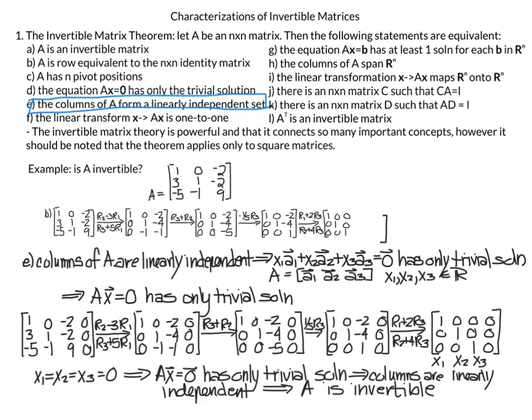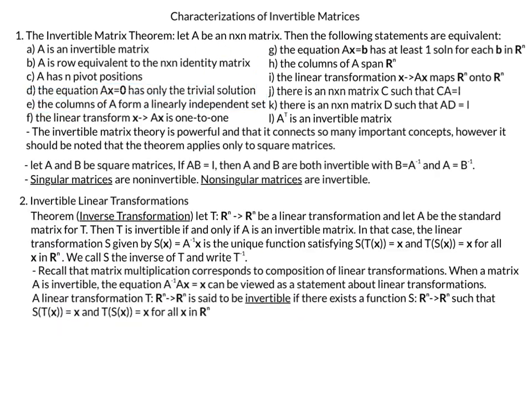So actually, I had gone for this one, but I could have also stopped right here, saying that the columns are linearly independent. That would have given me that A was invertible, but I went ahead and said that AX equals 0 has only the trivial solution. That also would give me A is invertible. So there are a number of ways you could prove this. So the idea is you want to choose something easy for yourself if you want to prove A is invertible or any of these other things.